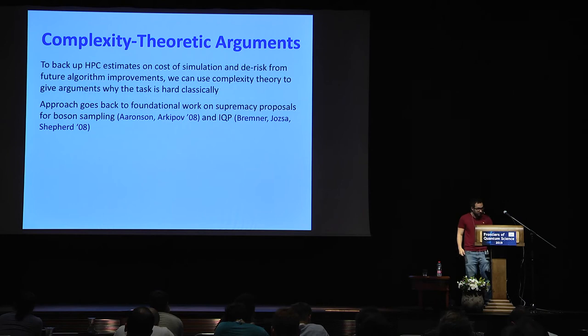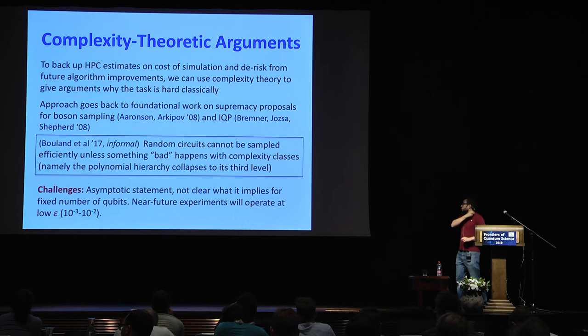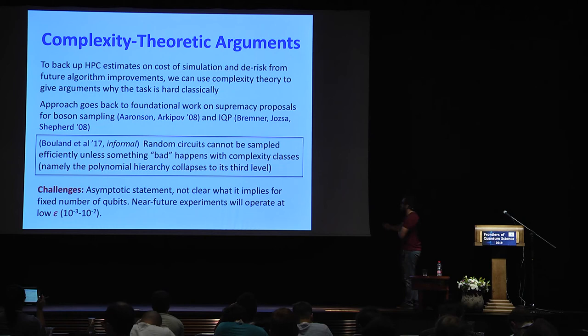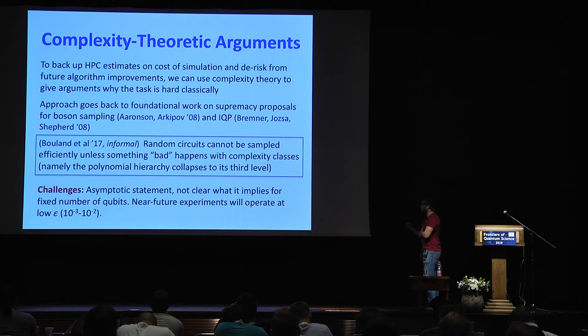Good, but these are for different models. It's not about random circuits, and I don't want to explain what they are, or the results. What is one of the results which is directly applicable to supremacy? There is a lot that tries to get closer to what people might eventually implement in the lab. It is a result by Bouland et al. from 2017. This is an informal definition. What it says is that random circuits cannot be sampled efficiently, and efficiently means in polynomial time in n and in the depth, unless something bad happens with complexity classes.